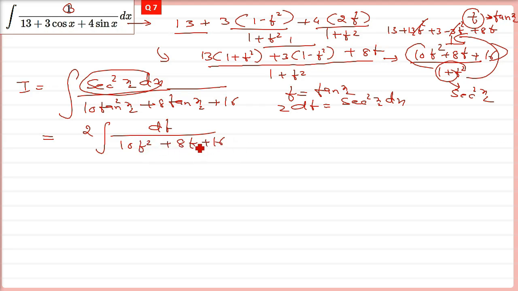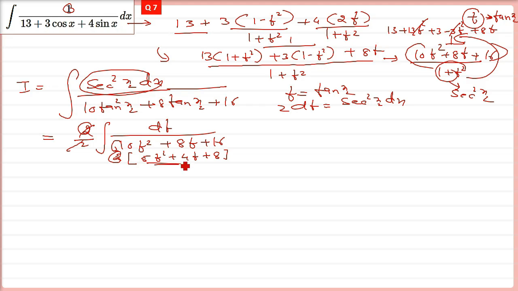As we see 2 in the numerator, we can do a simple simplification. We can take 2 common from the denominator. If I take 2 common from this, it will be 5t square plus 4t plus 8 in the denominator. This 2 we have taken out, and 2 is already in the numerator, so this gets cancelled. So you are getting rid of 2 and 2. You don't have any constant right now.